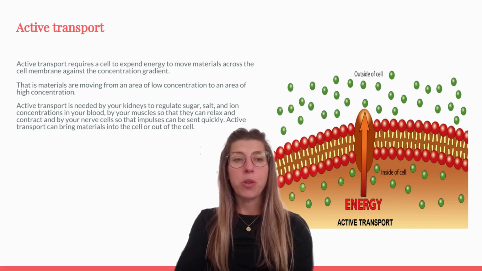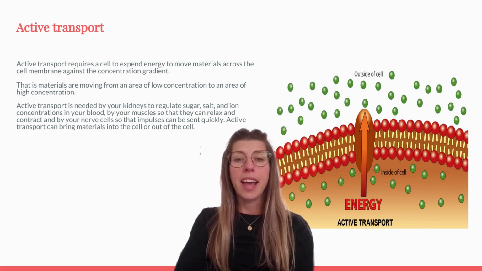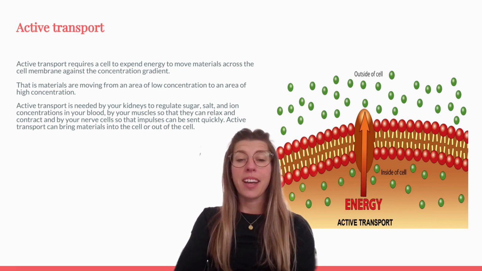So active transport requires the cell to expend energy to move materials across the cell membrane against the concentration gradient. So going from an area of low concentration to an area where there's already a lot of that molecule. It's pushing it up against that concentration gradient. So materials are moving from low to high.